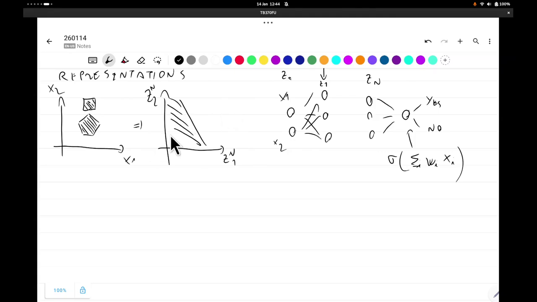Now, what if I could go back? I mean, I could go back from this representation to the initial representation, and therefore I could basically use this representation in order to generate new data points, because the question could be, okay, now give me a data point that belongs to the shaded area, not just I give you a data point and you tell me if it is there or not.